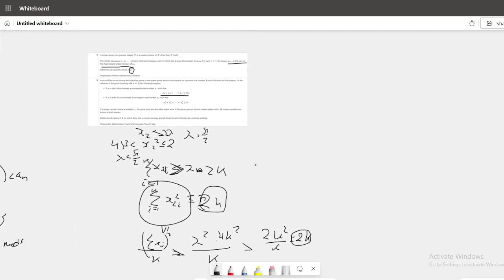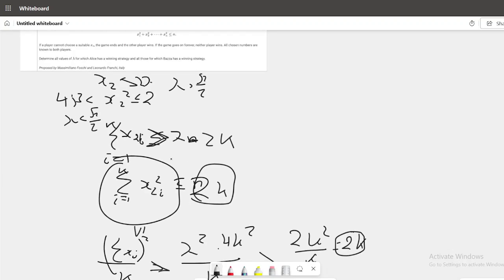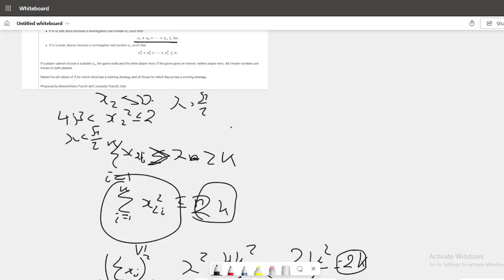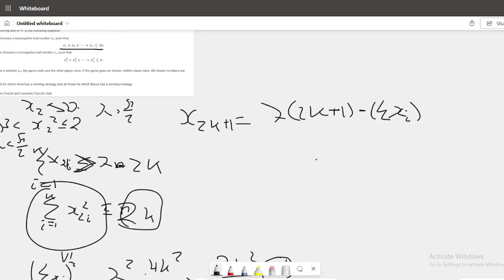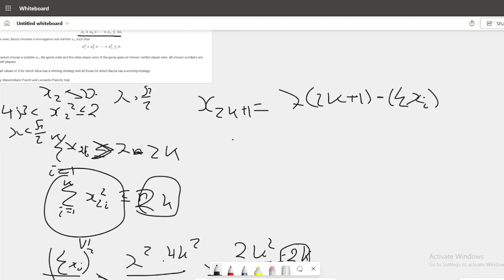So Bob can never win. And after some k, Alice can choose a number x of 2k plus 1 equals lambda times 2k plus 1 minus the sum of these. And this will work because after some k, after large enough k, this thing will be greater than root 2k. So that's 2k plus 1.